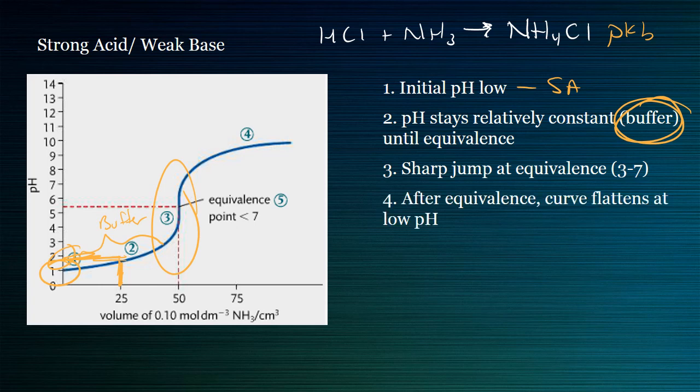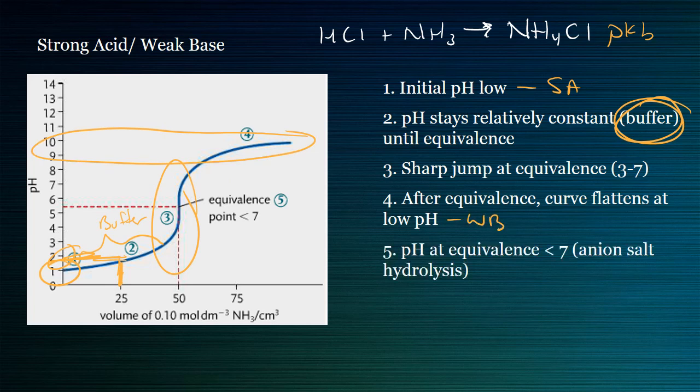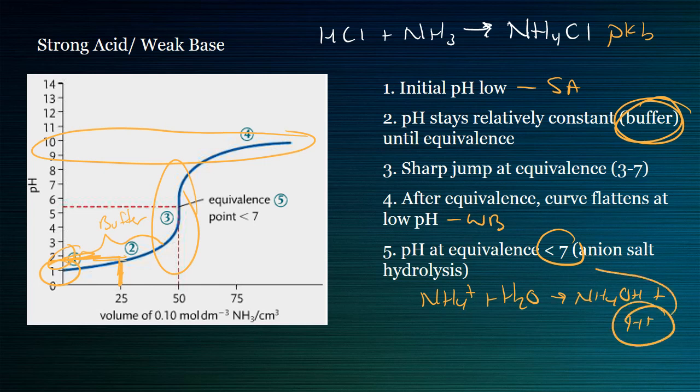After equivalence, the curve flattens out at a much lower pH because you're working with a weak base. And then your pH at equivalence is going to be less than 7 because you're creating from a weak base a strong conjugate acid, which is going to hydrolyze with water, right? And it's going to release hydrogen ions. And that means you're going to create a smaller pH in your salt solution. So it's not a neutral solution, right? It's actually a slightly acidic solution.